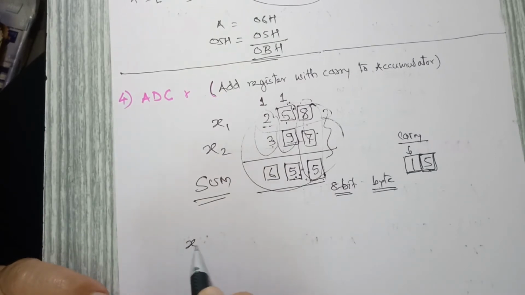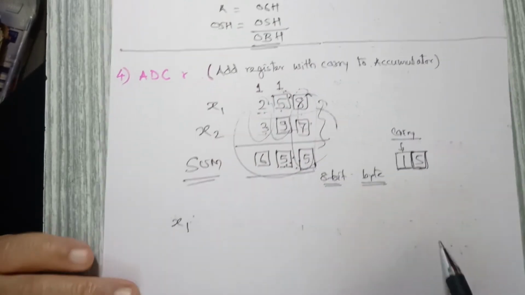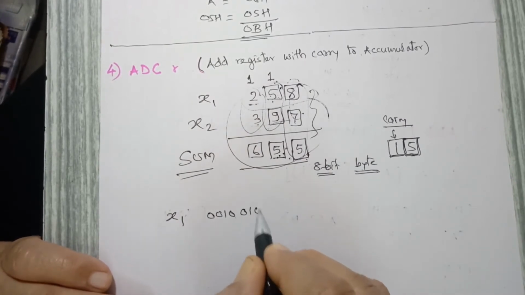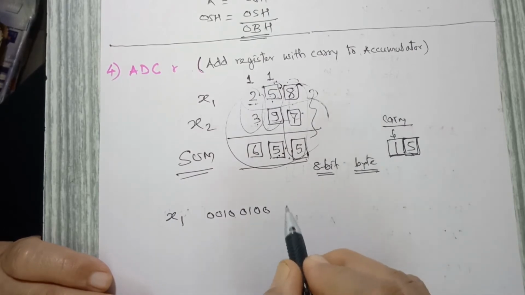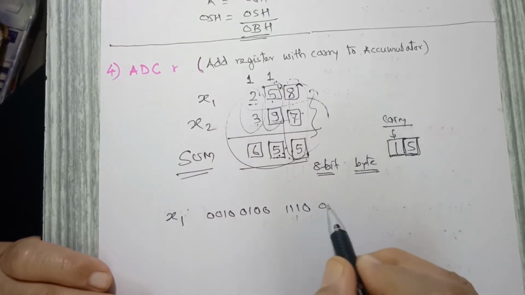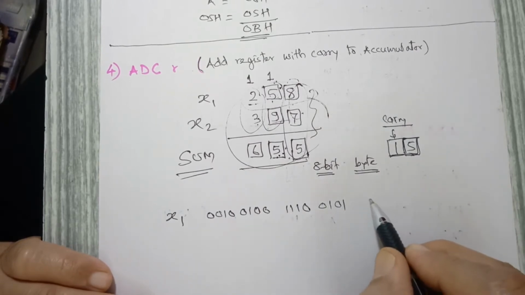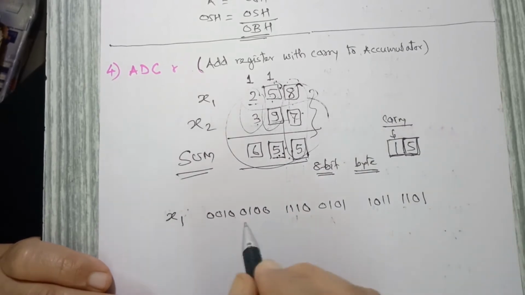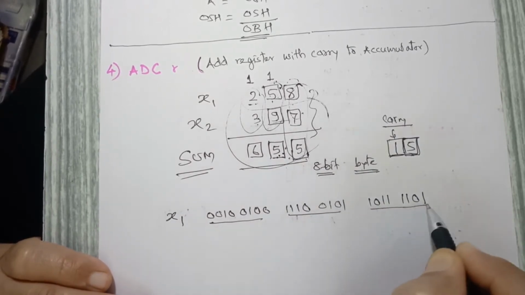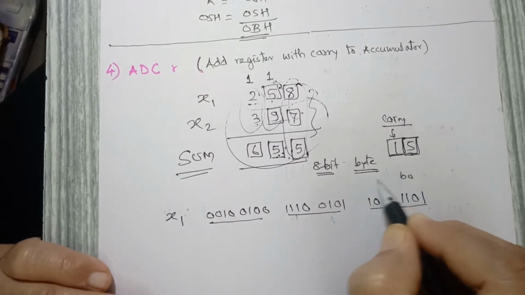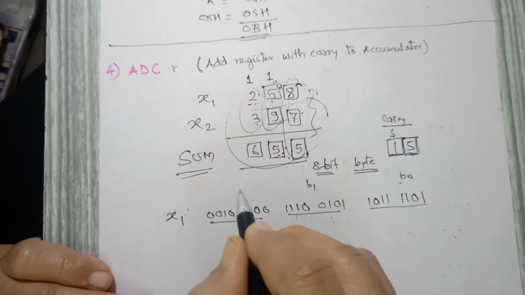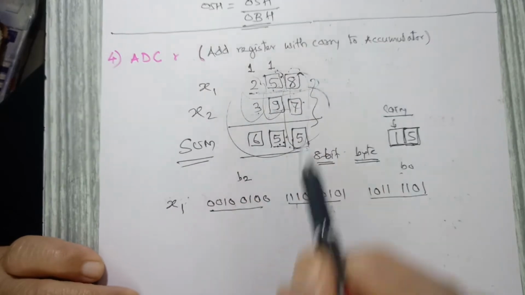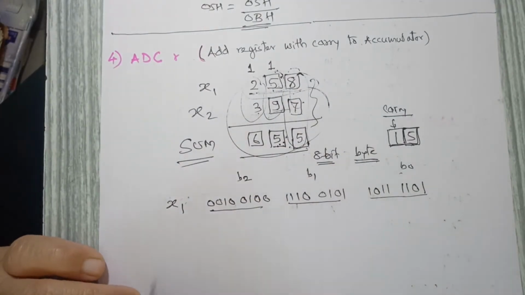So suppose you have x1 as a 3 byte number. This is a sample case: 0 0 1 0 0 1 0 0, 1 1 1 0 0 1 0 1, 1 0 1 1 1 1 0 1. See that in x1 we have 3 bytes. This is byte 0, this is byte 1, this is byte 2. Just as we have a 3 digit decimal number, we have a 3 byte multi-byte number x1.